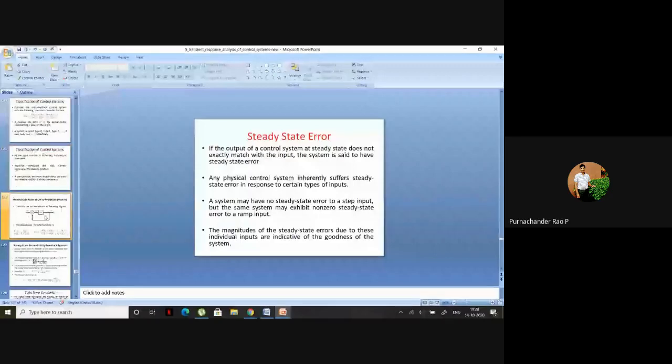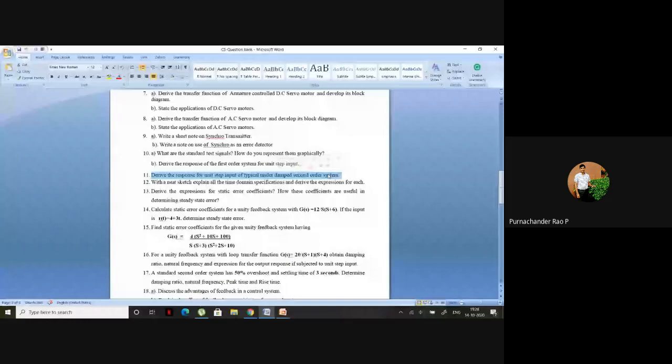Here, what we have seen in question 1 is to derive the response of a typical underdamped second order system. Is it clear? Then standard test signals and the response of a first order system for unit step input. Here I have given only the unit step input; you can go through the ramp signal or parabolic signals. The next one is to sketch the time domain specifications and derive the expressions for each. Just go through these time domain specifications and expressions.